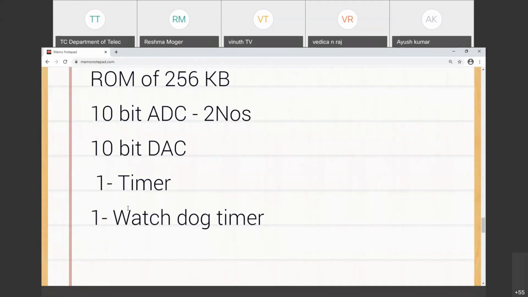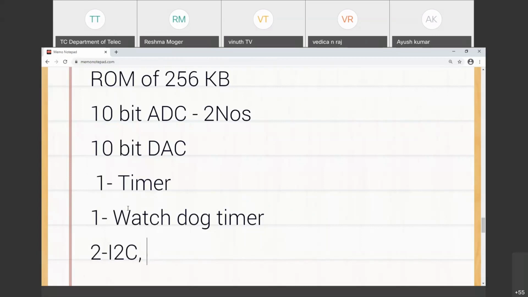It has two I2C. It means serial interfaces. It has two inter-integrated circuit, I2C or I square C, you can call it. I square means inter-integrated circuit, which is nothing but the serial communication interface. You can say serial communication interface. I have such two interfaces.